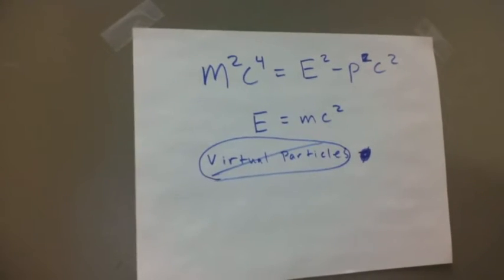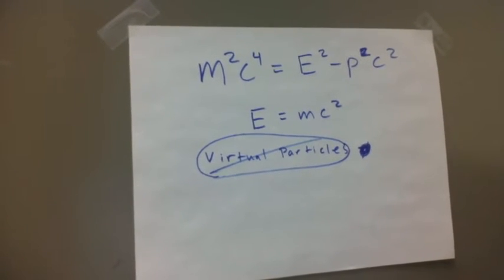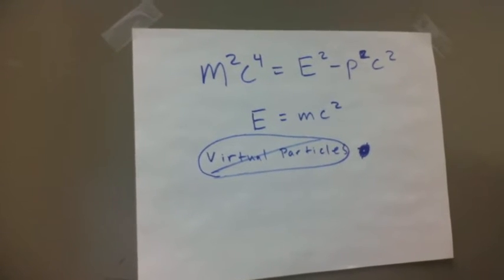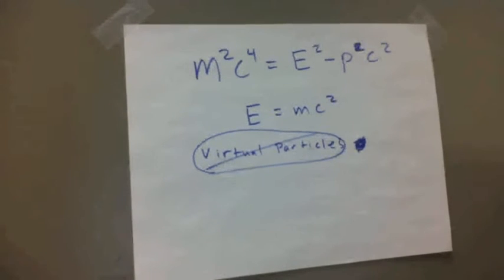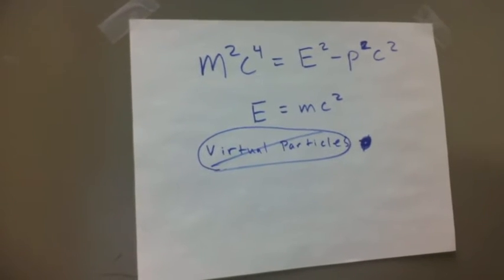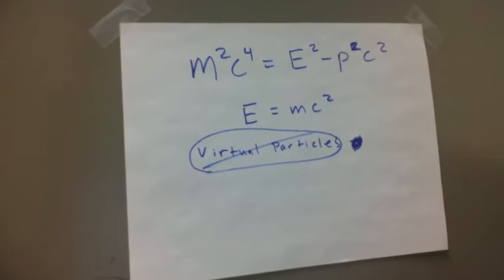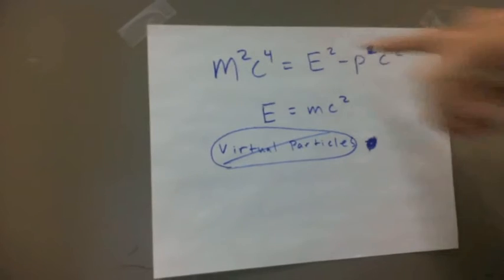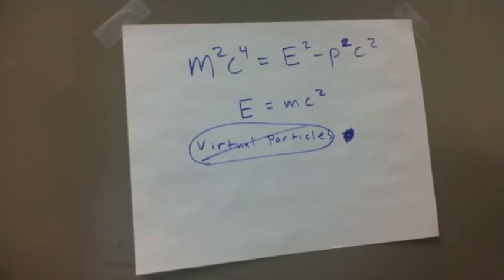Here we have the standard energy-momentum relation, which is m squared c to the fourth equals E squared minus p squared times c squared. Now, a lot of people know this as E equals mc squared, made famous by Albert Einstein, and that's neglecting the momentum of a particle. But virtual particles do not obey this law. The reason why is because their kinetic energy oftentimes is negative.